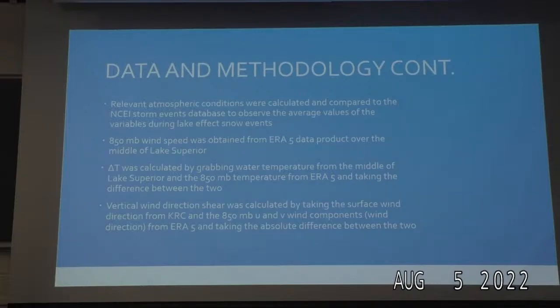The reanalysis data was grabbed from the same point as the water temperature was grabbed from. And vertical wind direction shear was calculated by taking the surface wind direction for the Keweenaw Research Center and the 850 millibar U and V wind components, getting the wind direction from those in the ERA5, and taking the absolute difference between the two.